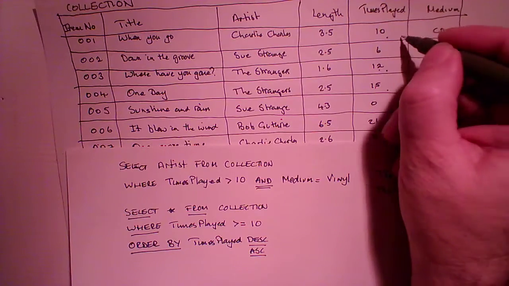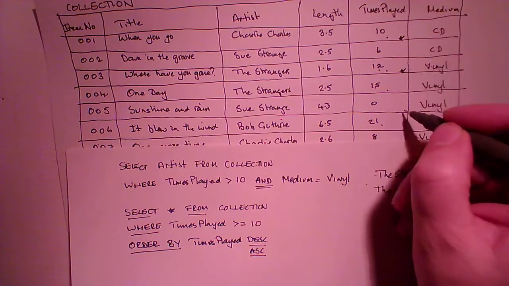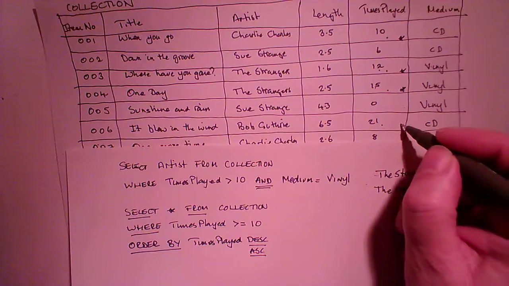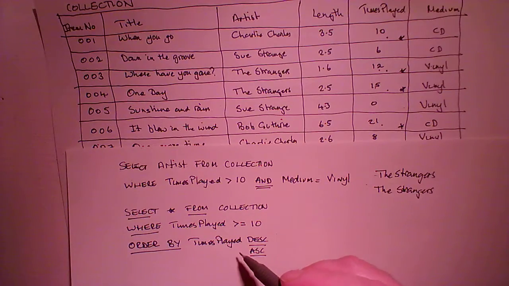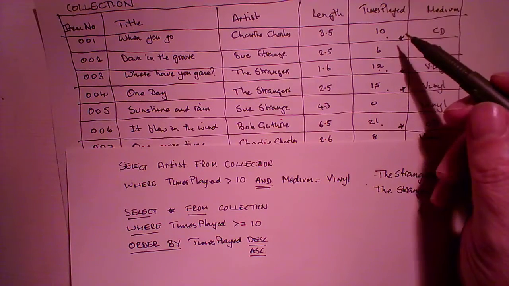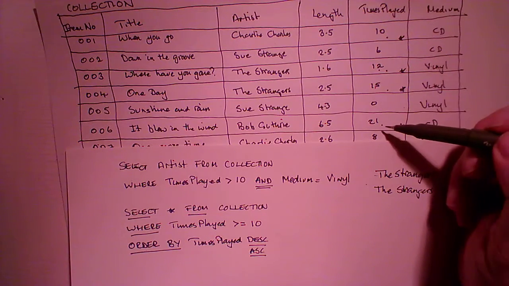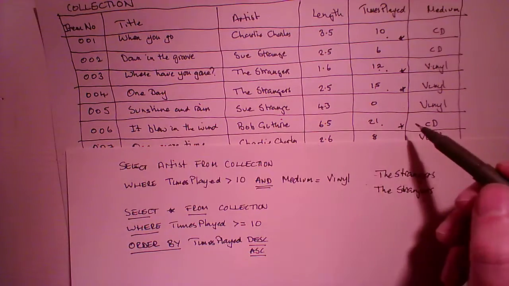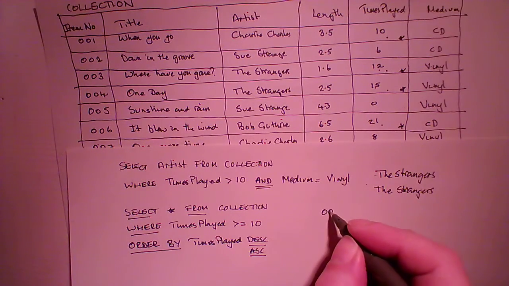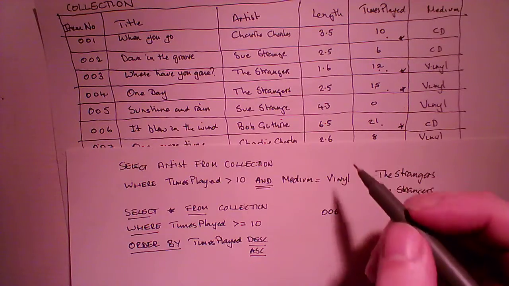So we've identified this record, this record, this record, and this record, and I'm ordering it by the times played in descending order. So that would mean that the highest number would be at the top. So the first record, and I'm not going to write out all of them, but the first record would be 006, it blew in the wind.